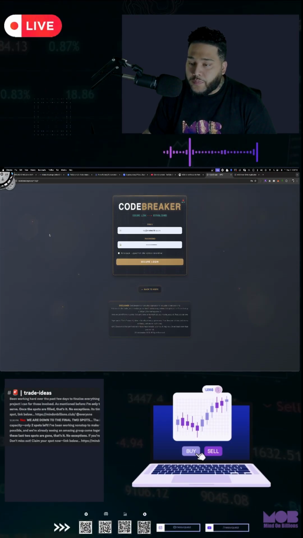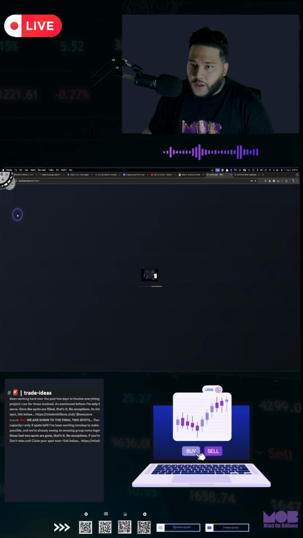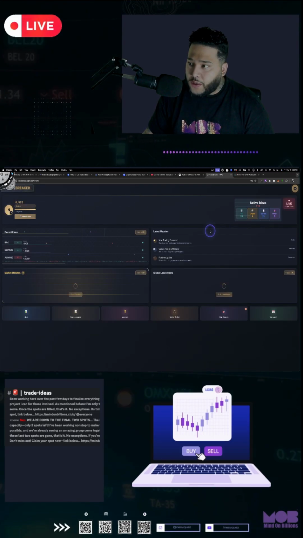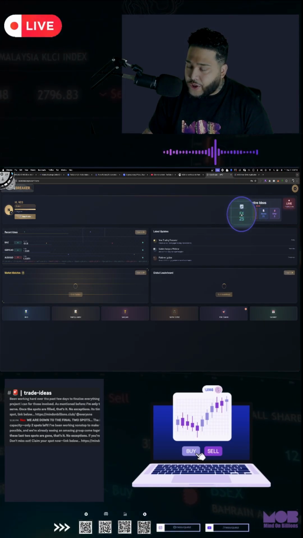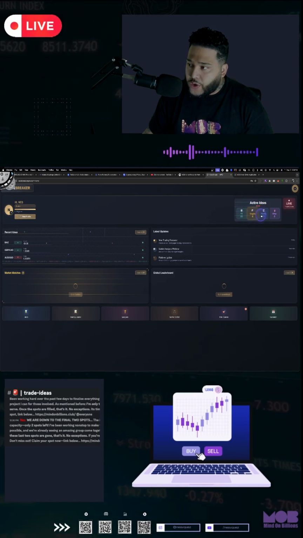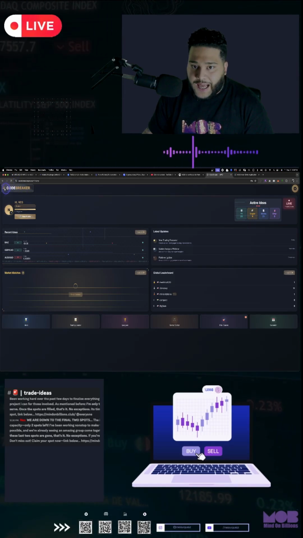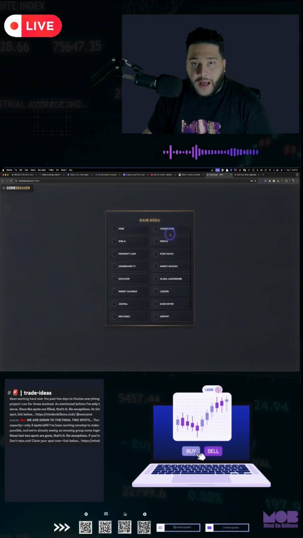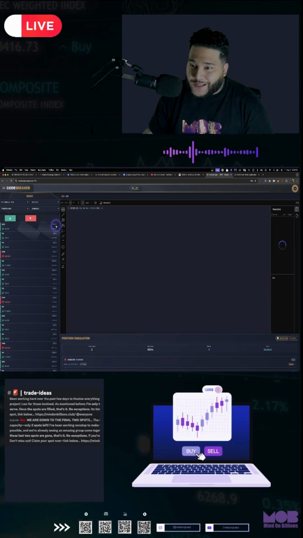So while we're on Codebreaker, we simply log in. This is a really good platform. So you'll get active ideas and you'll get Forex trade alerts, crypto trade alerts, stock trade alerts, and then some. There's really a lot of benefits to this right here. I'll just give you a simplified breakdown.